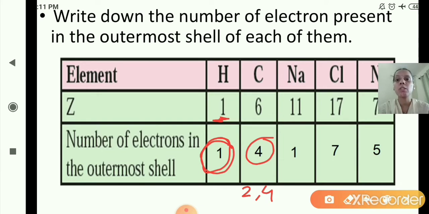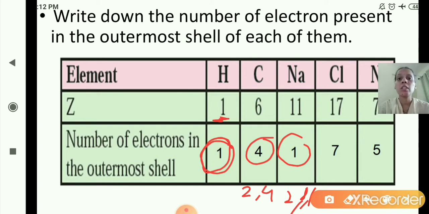Now the next one is sodium. Total number of electrons 11. First we will see the electronic configuration. 2, 8, 1. Okay, in the outermost shell, the M shell, only 1 electron. So the number of electrons in the outermost shell is equal to 1. 2 in the K shell, 8 in the L shell, and 1 in the M shell. So the outermost electron, that is 1 for sodium.